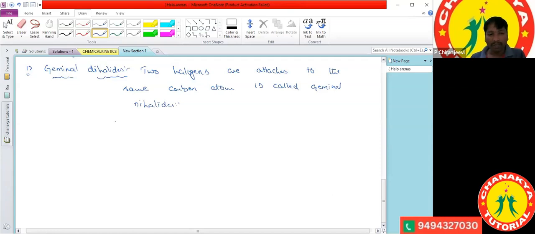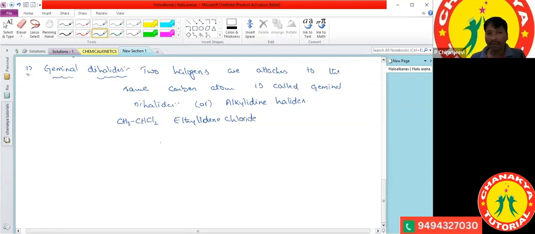So what are the examples of geminol dihalides? For example, CH3-CHCl2. This is an example of geminol dihalides. Geminol dihalides we can also call alkylidine halides. So what is the name of this one? Here, ethylidine chloride.